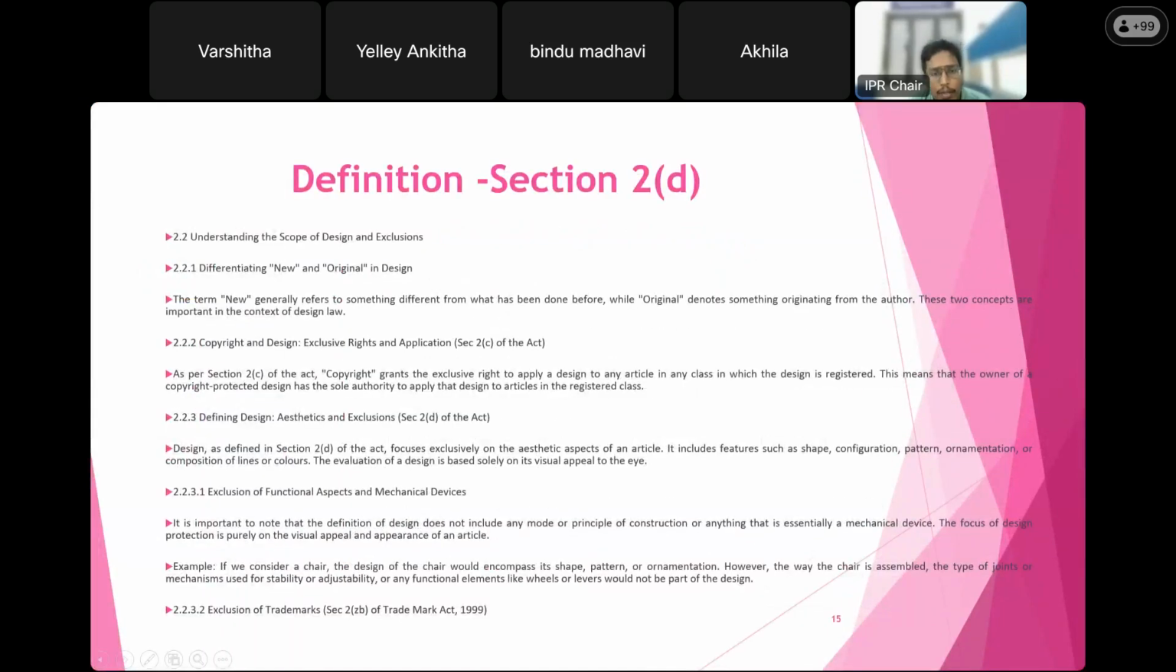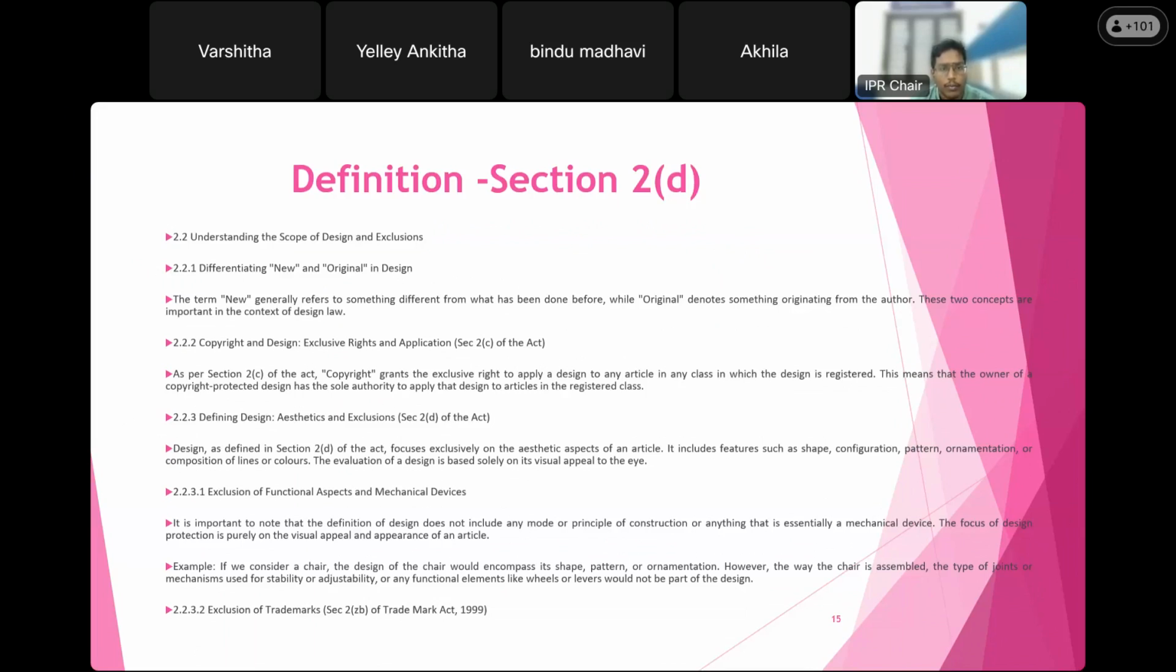Copyright grants the exclusive right to apply a design to any article in any class in which the design is registered. So this means that the owner of a copyright protected design has the sole authority to apply that design to articles in the registered class. Here, copyright is not related to the Copyright Act 1957. What they are trying to say is that after design registration, you will get a copyright on your design, so the right to copy.